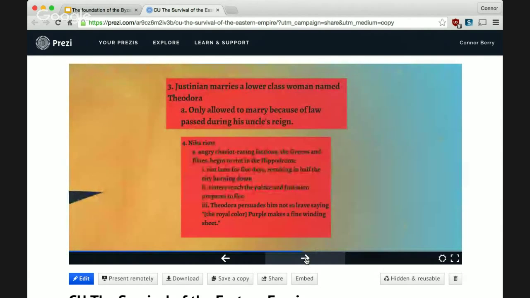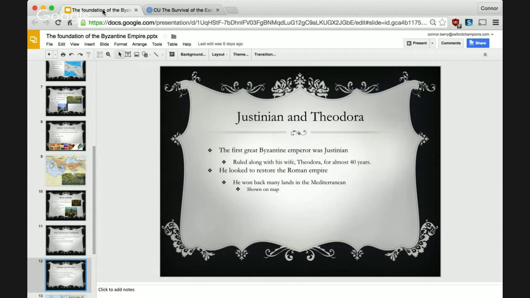Justinian married into that lower class, someone who worked for the circus, and it was allowed because of a law passed during his uncle's reign. And they became great rulers of the empire for their time. They're remembered for that. So again, right here, similar information, not all of it exactly the same, a little bit more in the Prezi about who they were. Here is a little bit more information, which is that he was the first great Byzantine emperor.